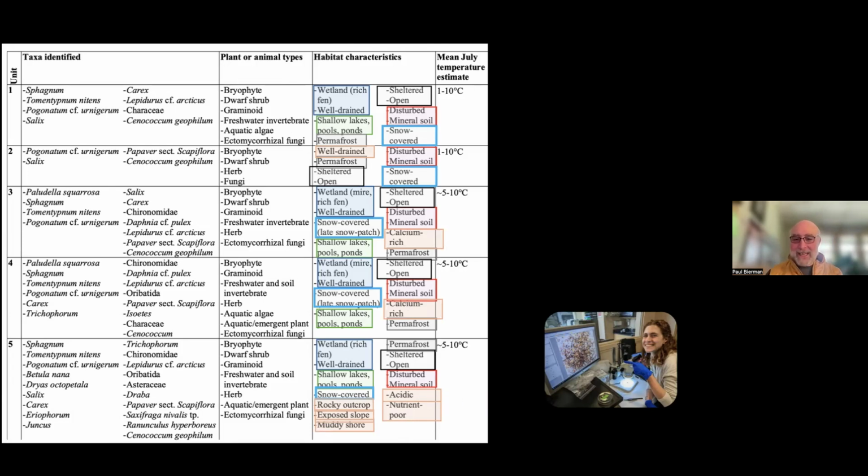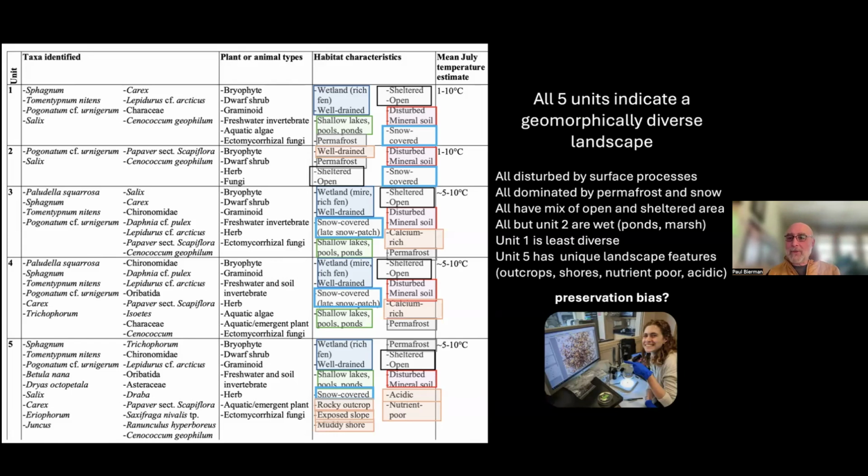It's got plants that like acidic conditions, plants that like nutrient poor conditions, plants that like rocky outcrops, plants that like exposed slopes and muddy shorelines. And so it appears that Unit 5 is sampling a more diverse portion of the landscape here than some of the other units. So we can summarize that by saying that all 5 of these units indicate a really geomorphically diverse landscape.